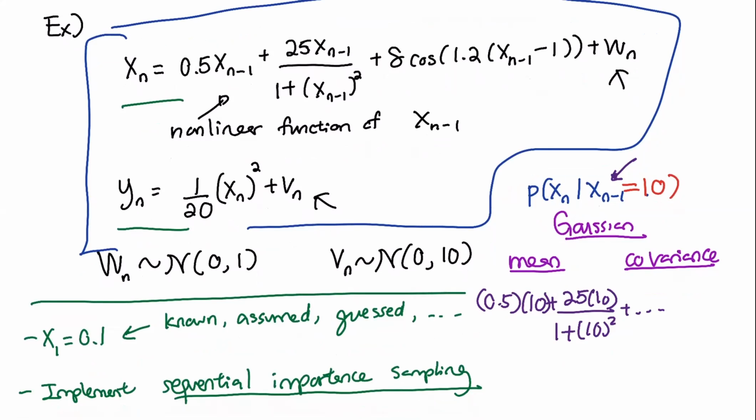So that's why sometimes I will write xn given xn minus 1 with superscript i. What does it mean if I write conditioned on xn minus 1 with a superscript i?